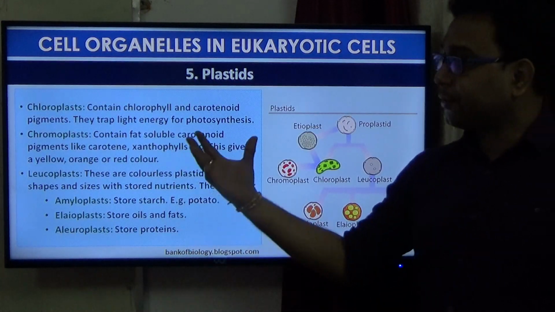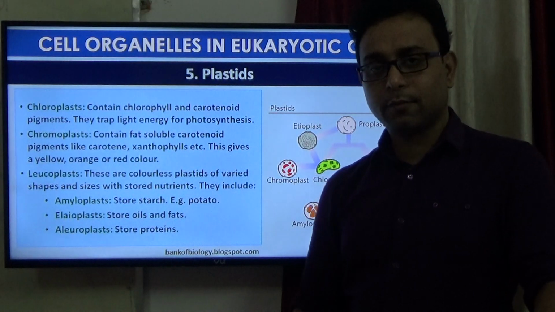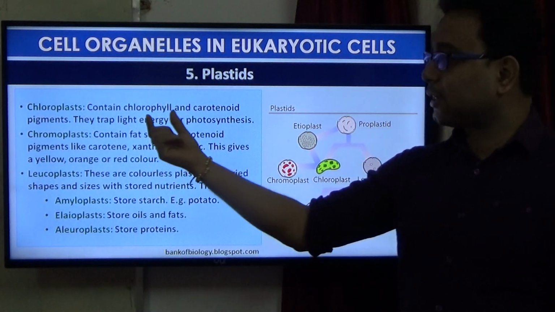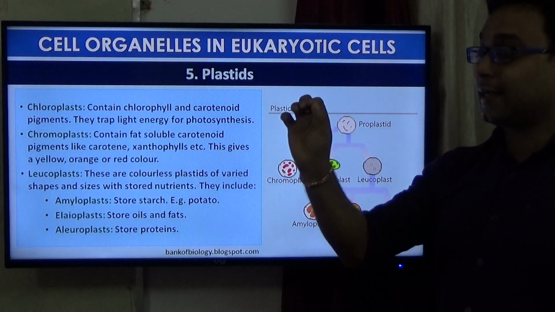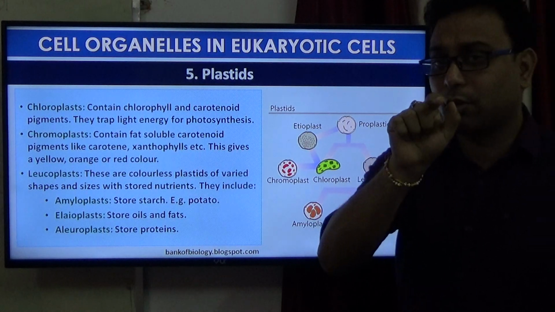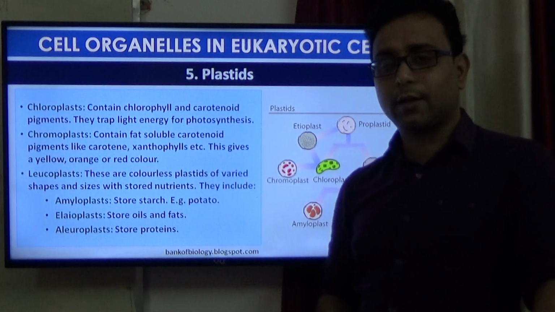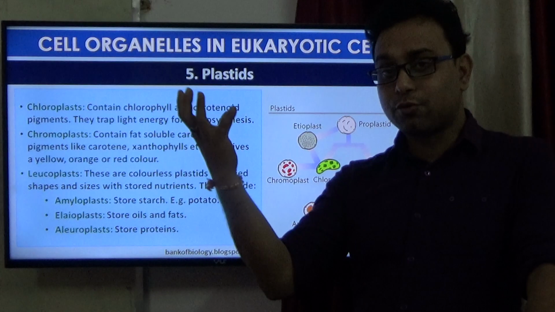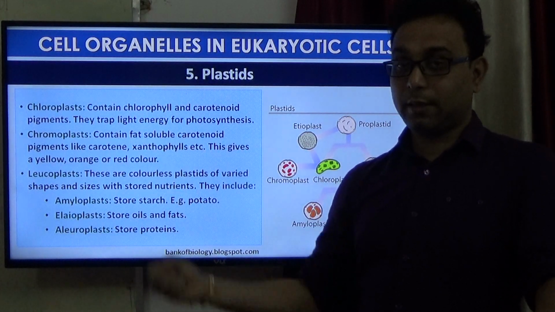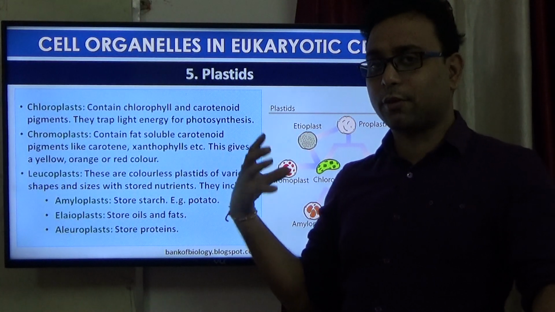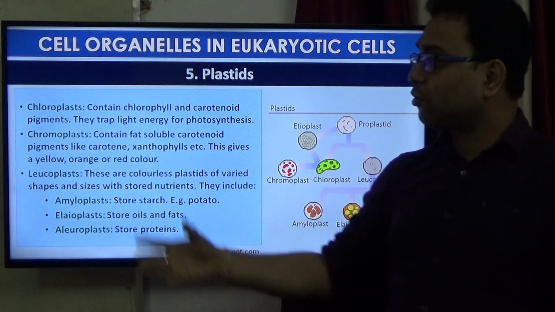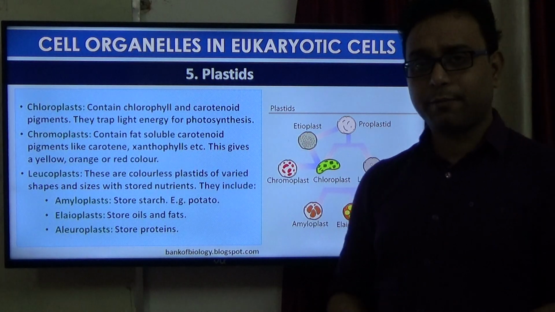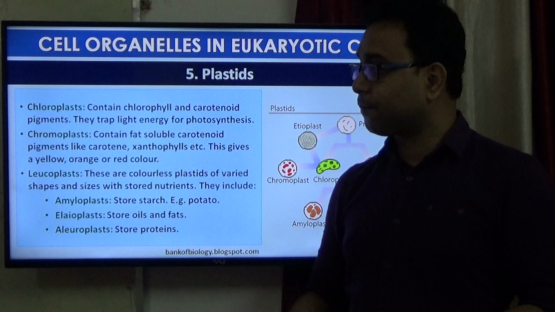At first we discuss chloroplast. What is that? Chloroplast contains chlorophyll and carotenoid pigments. Not only chlorophyll, carotenoid pigment is there. What is their function? They help to trap the sunlight, their main important function. After that, photosynthesis happens. Without chloroplast, photosynthesis does not happen in the plant system.